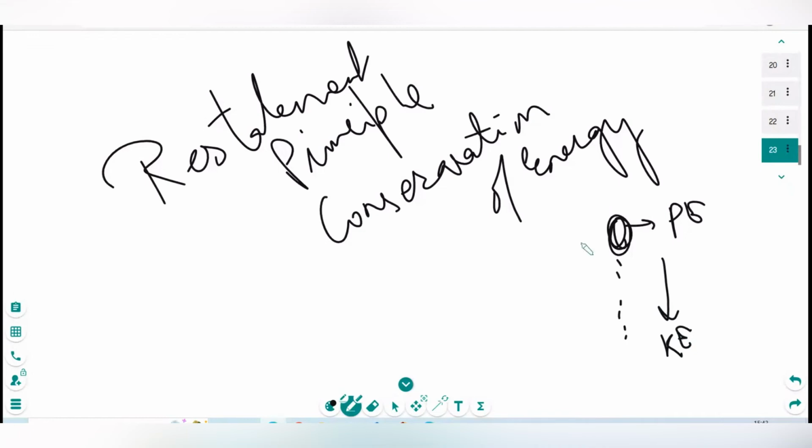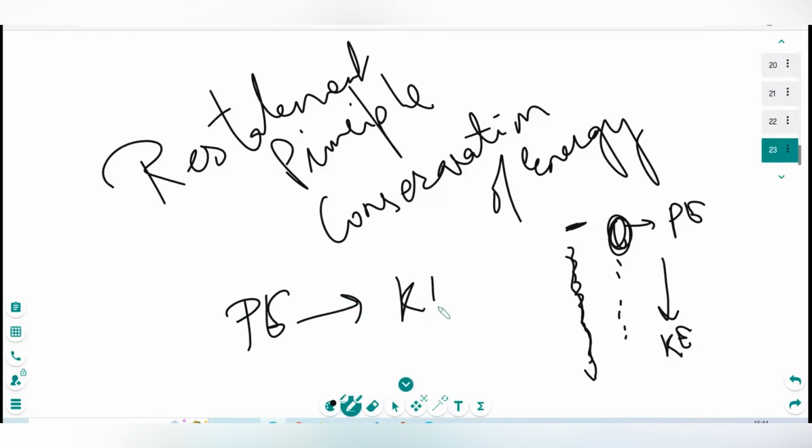Something which was in no motion, like here it was stable, has started rolling down. It has started coming down. So it has started moving. That means kinetic energy. So potential energy is getting converted into kinetic energy. This is transformed energy, or transfer. So even what you have written in school is also correct.